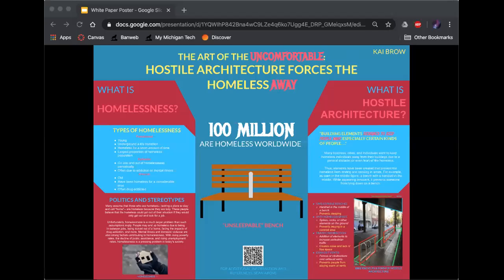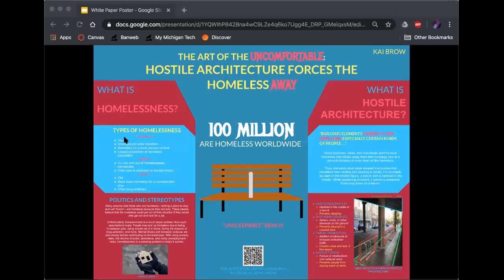Hostile Architecture Keeps People Away. Now, this is mainly an informative poster about the idea of hostile architecture and exactly what it is. As the title implies, it keeps people away. But what does that mean? In order to figure that out, we first must explore the idea of homelessness.